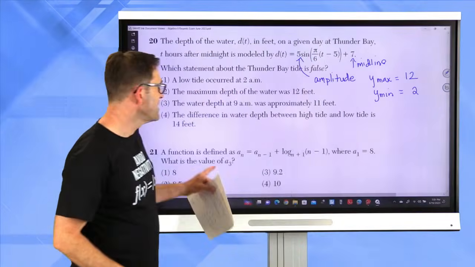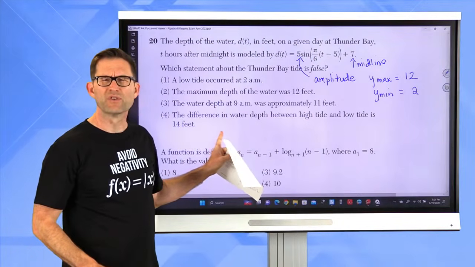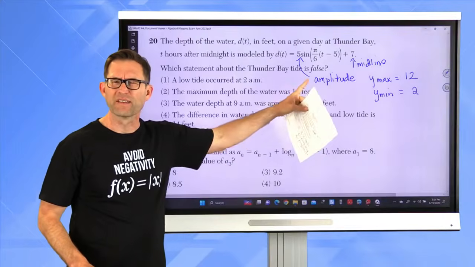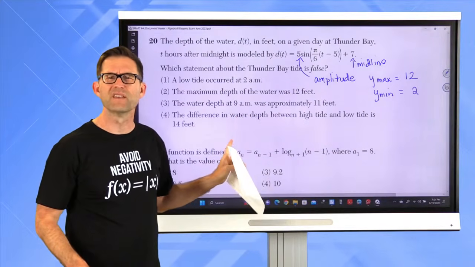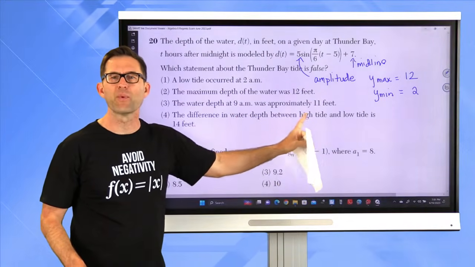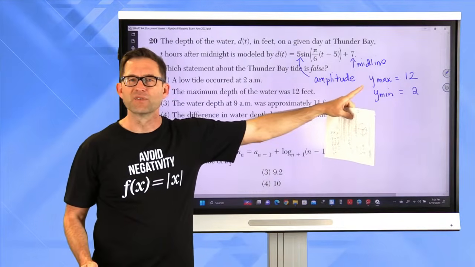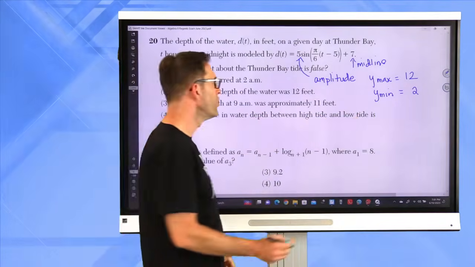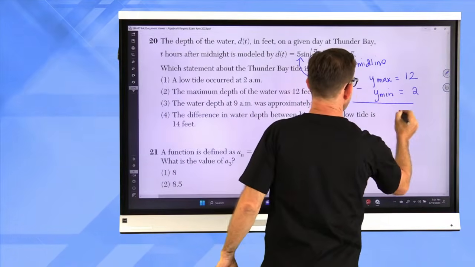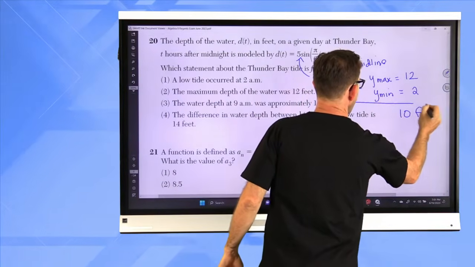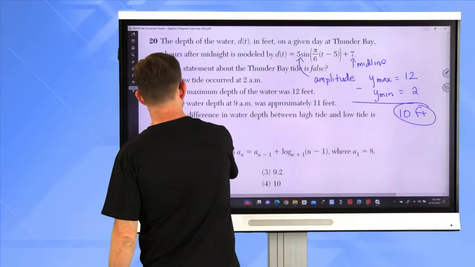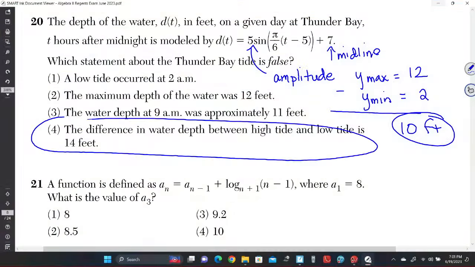So finally, it seems like maybe the right choice, which is the wrong thing, because I'm looking for the thing that's false. It says the difference in water depth between high tide and low tide is 14 feet. While at high tide the depth is 12 and at low tide it is 2, so the difference is actually 10 feet, not 14 feet, and so that's the wrong answer.